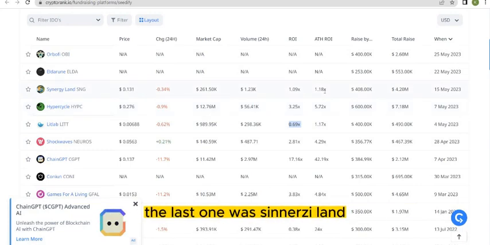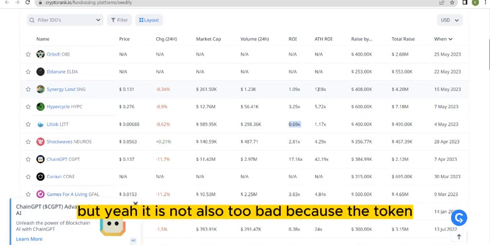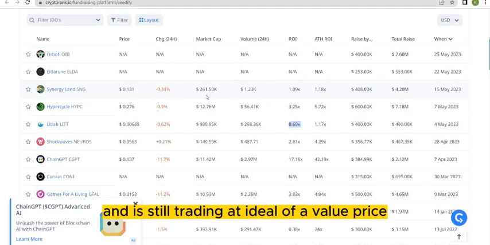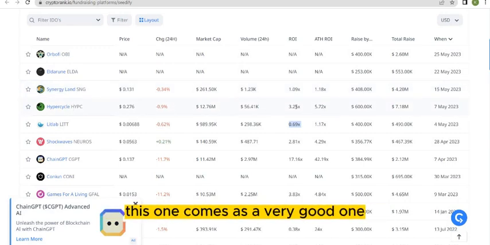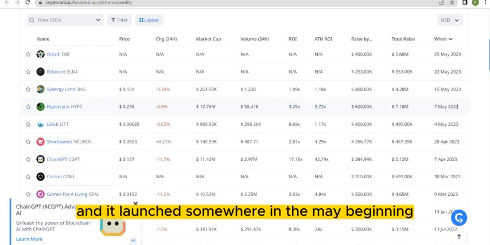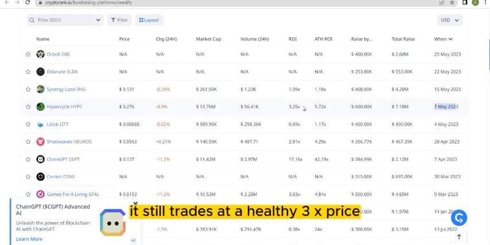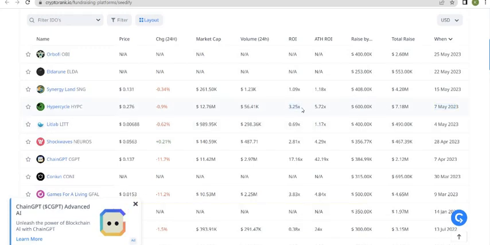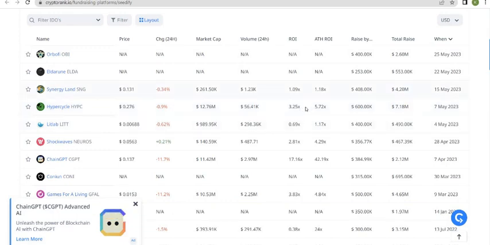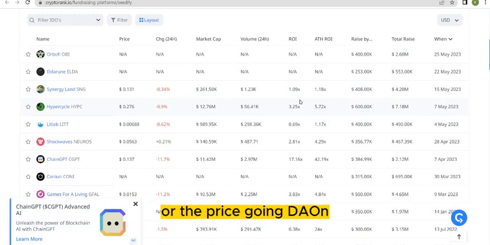The last one was Synergyland. This was not a very good one, I would say, but it is also not too bad because the token traded at IDO price and is still trading above IDO price. This one counts as a very good one in my personal opinion. Why? Because it did an ATH ROI of 5 to 6x, and it still trades at 3.25x, and it launched somewhere at the beginning of May. So 20 days from the launch, it still trades at a healthy 3x the price, meaning that when users get their next vesting, they may not have to look at losses or the price going down.